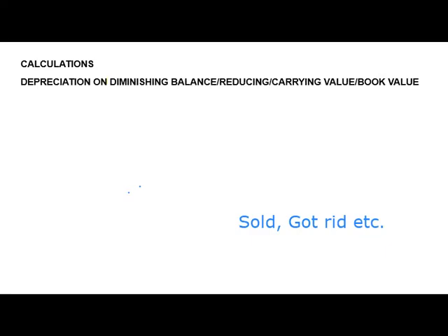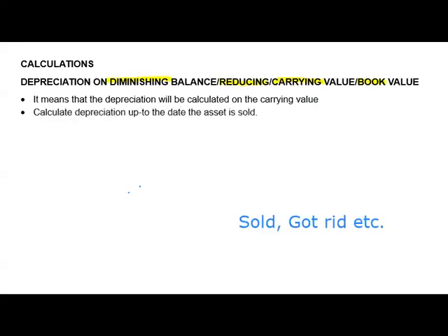When we calculate depreciation, guys, it's either we use the diminishing balance method or we use the cost method. So the diminishing balance method has 4 names: diminishing balance method, reducing balance method, carrying value method, or book value method. All of these relate to the same method, okay? It means that depreciation is calculated on the carrying value. Now, you need to calculate depreciation up to the date the asset is sold.